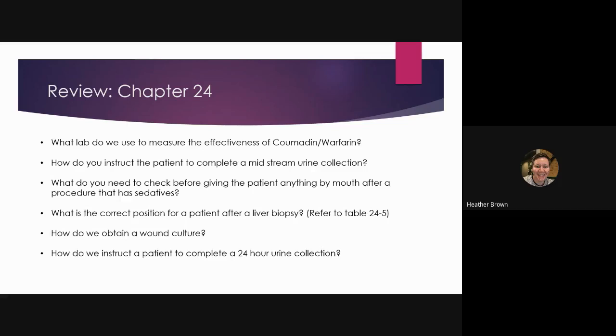Now, the other ones, you guys had some answers of PT, PTT. Those are good bleeding labs as well, but our #1 for Coumadin is INR. Our next point here on this slide is, how do you instruct the patient to complete a midstream urine collection? So how do we do that?